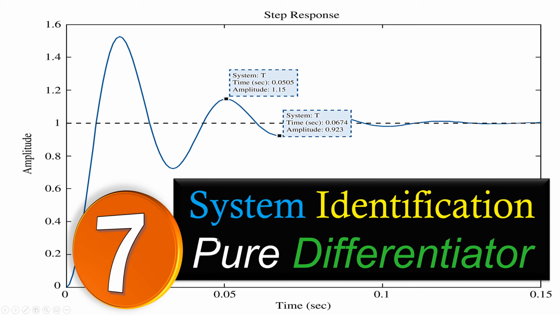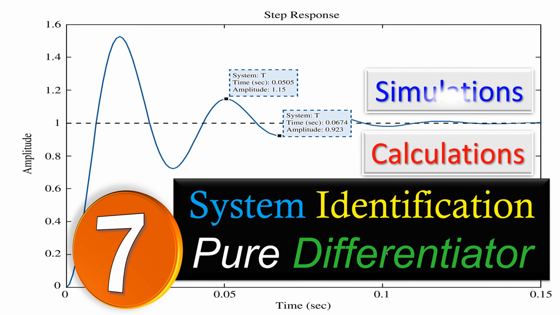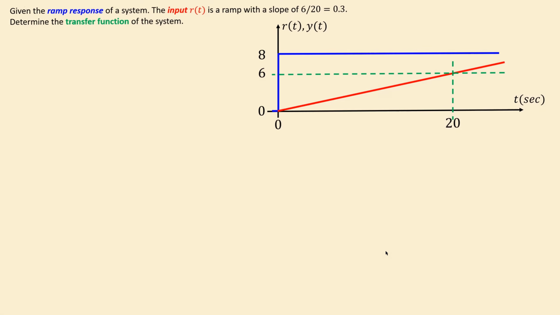This is our example number 7. In this example I will discuss the response for a pure differentiator. And again we will look at our calculations and simulations in Matlab to verify our calculations. So let's look at our example.